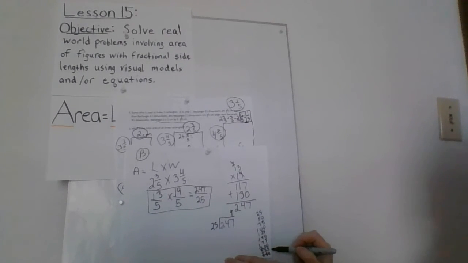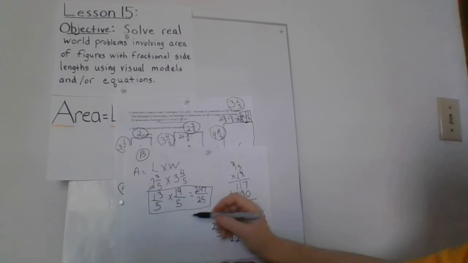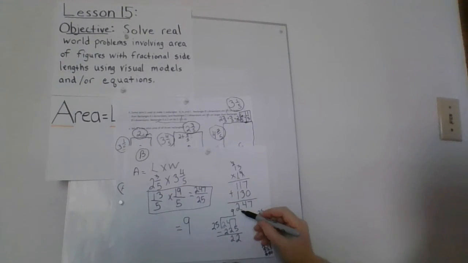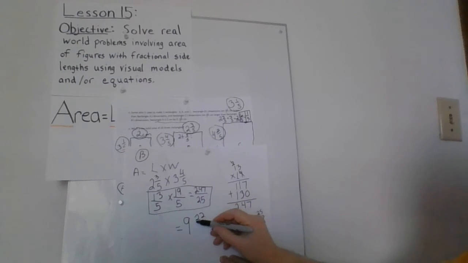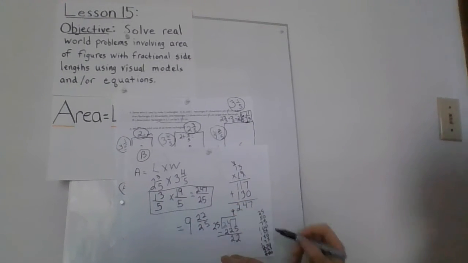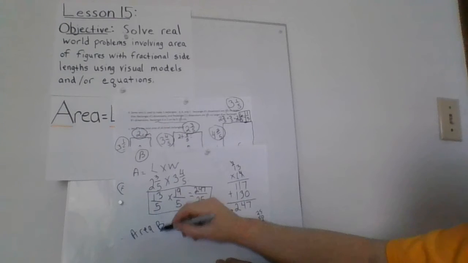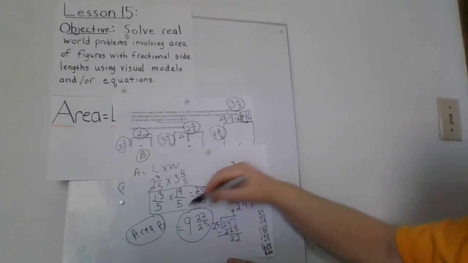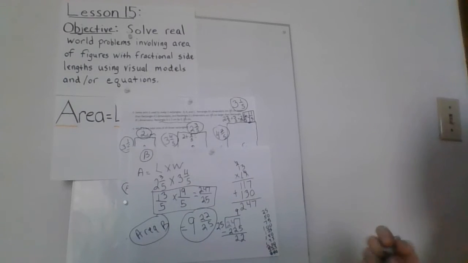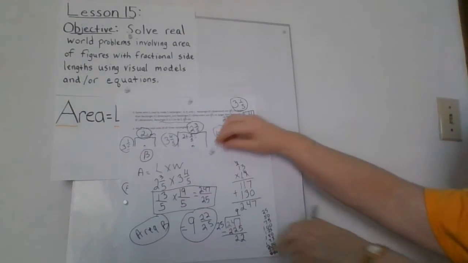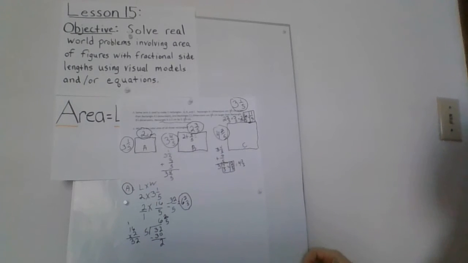And 9 25s were 225. Subtract. 7 minus 5 is 2. 4 minus 2 is 2. So it fits in there 9 whole times, 22 left over, and my denominator is 25. So my area for letter B was 9 and 22 25ths. Okay, so that was for letter B.